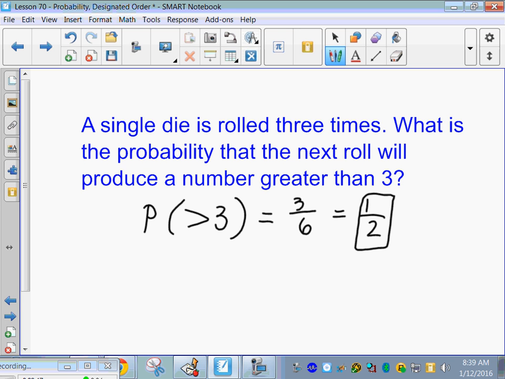Okay, what would be the probability of getting a number greater than 4? 2 out of 6, which reduces. What would be the probability of getting a number greater than 5? 1 out of 6. Okay.